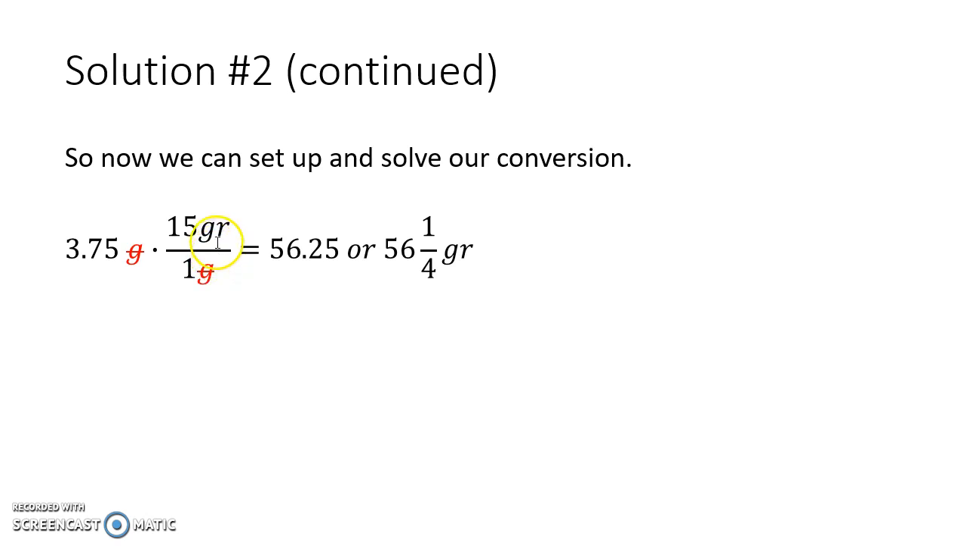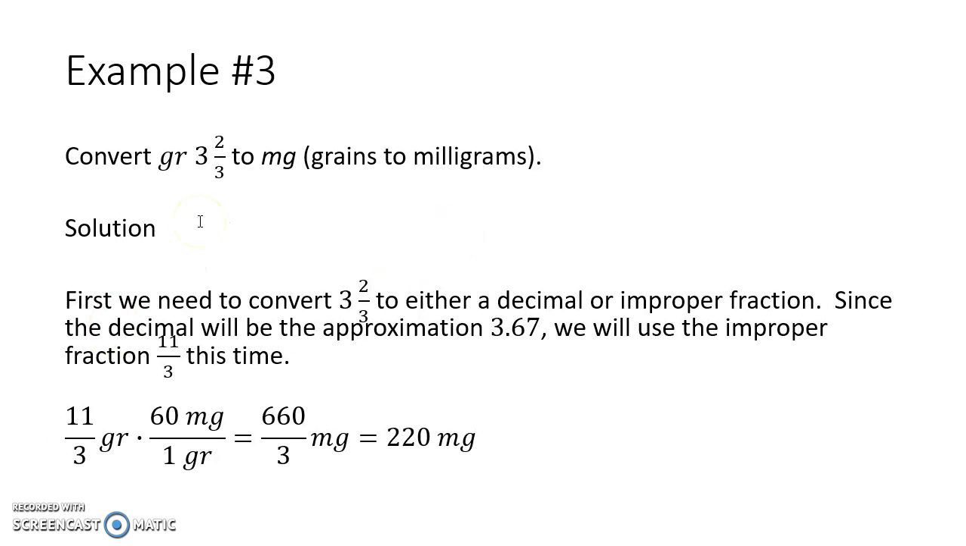The 3.75 times 15 gives us 56.25, or we can convert that into the mixed number form of 56 1/4. To do that, I just take that 25 here, put it over 100. That reduces down to 1/4. 25 over 100 is 1/4. And I get my answer of 56 1/4 grams. Excuse me, grains.